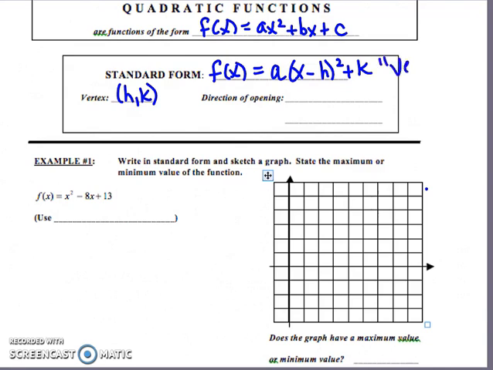And again, I just want to put here that we're used to calling this vertex form, and I will still call it vertex form. So if a is greater than 0, meaning positive, then our parabola is going to open up. If a is less than 0, or negative, then our parabola is going to open down.